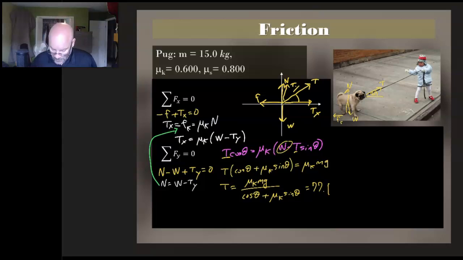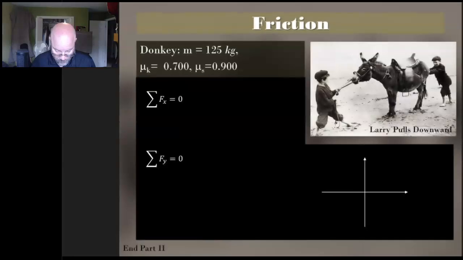Okay, so let's do another one. Now this one I'm just going to set up. We're not going to go very far on it, because now what we're going to do is allow for Larry. Remember, Larry was over here. Roger's back here. We're going to allow for Larry to be pulling down. And Roger's still pulling here. Still have our normal force. Still have our friction. And we still have our weight.